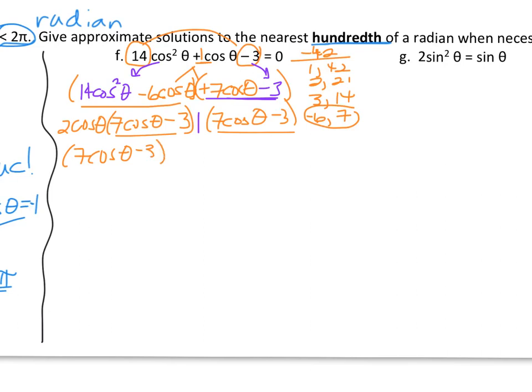But here's where that 1 is essential. Take the two parts on the outside to create that second parenthesis. And that would be 2 cosine theta plus 1. And then this all equals 0. Now that it's factored, we have to split up the parentheses and just kind of solve them separately. We'll take that first one, 7 cosine theta minus 3 equals 0.